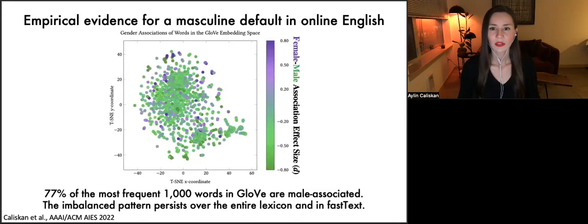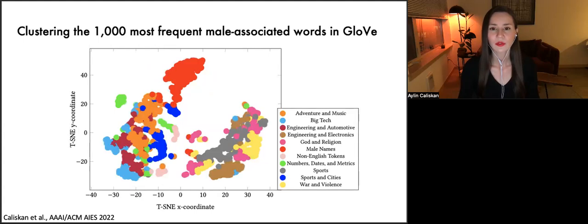To understand gender associations, we also turn to language representations, namely word embeddings. Here we see the most frequent 1,000 words in the lexicon of GloVe. The greener the point, the more male-associated it is. 77% of the most frequent 1,000 words in GloVe are male-associated, and this imbalanced pattern persists over the entire lexicon and in other language representations that are trained on data collected from the internet, suggesting that the language of the online English-speaking world reflects the values and perspectives of men, providing large-scale empirical evidence for a masculine default in online English.